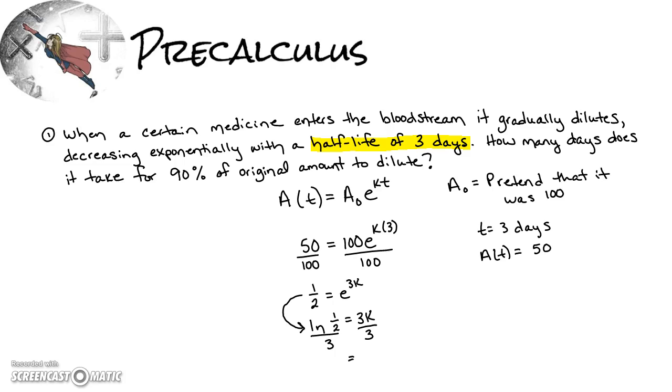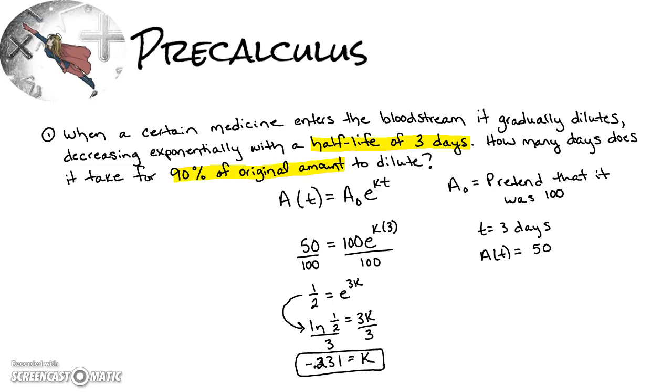So doing that in the calculator, I get negative 0.231 equals k. So this is the k for the entire problem now. So now to go back and answer their original question, it said how many days does it take for 90% of the original amount to dilute?